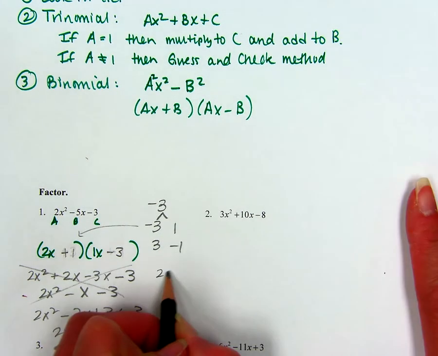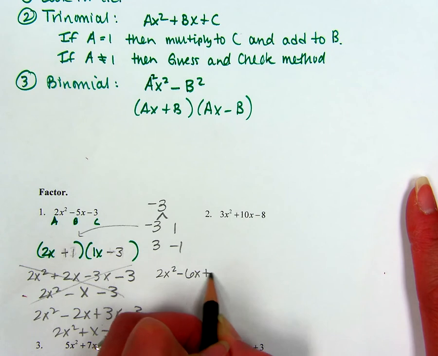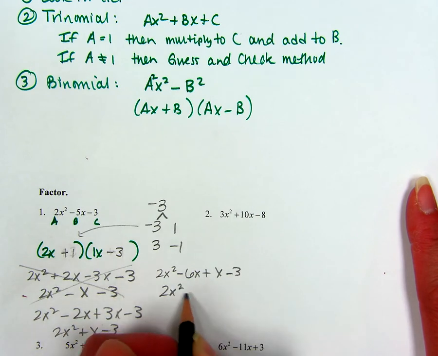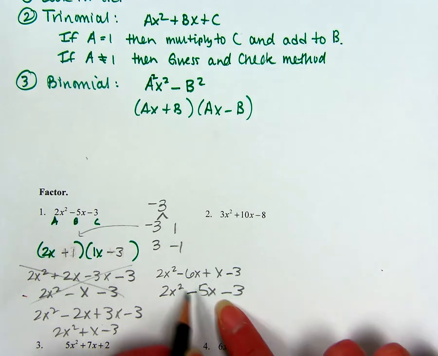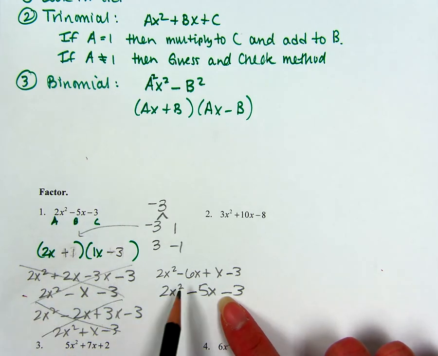All right, so we've got 2x squared, outer is negative 6x, inner is plus x, and last times last is negative 3. If I add my like terms together, I get negative 5x. Well, that's exactly what I want, so that's a good sign. That tells me that I did it right. All right, so the guessing part, you just try different number combinations, and you do the checking until you find something that works.